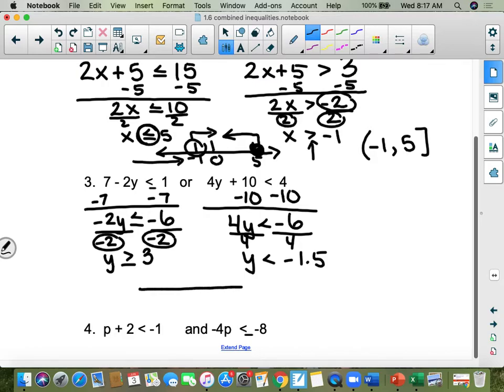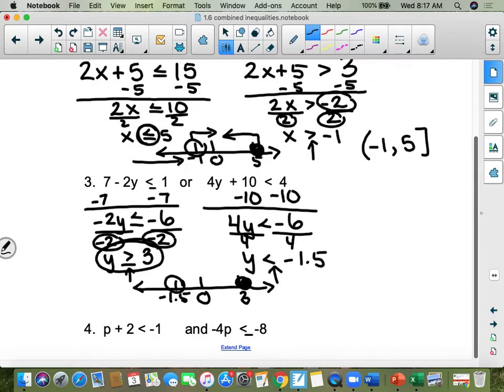I'm going to graph it. Well, here's 0. Where is 3 located? Isn't 3 located about here? And isn't -1.5 located to the left of the 0? I'm going to start with this one right here. Notice that it's greater than or equal to, so there has to be a closed dot there. This one right here does not have a line underneath it, so it's an open circle.